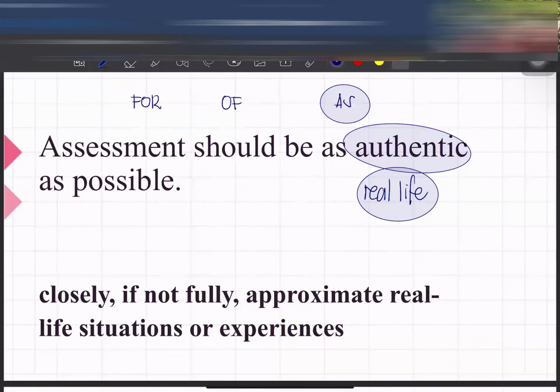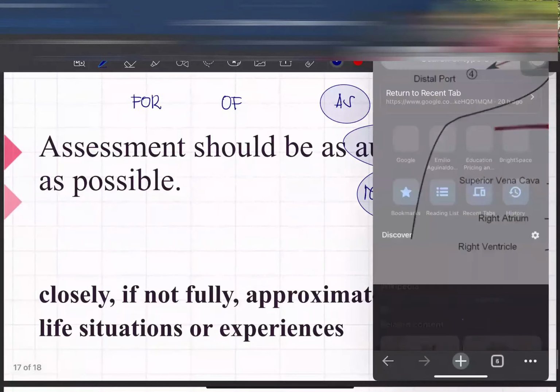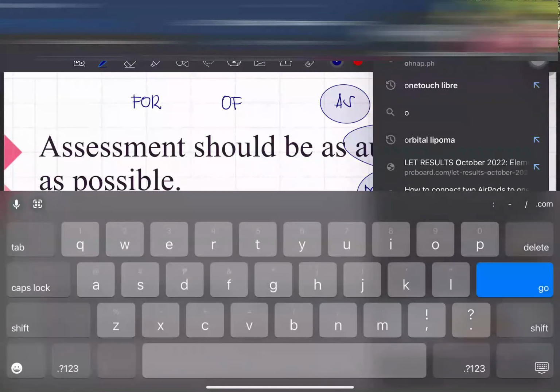Niloloko niyo ako eh. Okay, wait lang. Sana nga ba yung... dito ako magsi-search. Okay. Tingnan natin yung orthographic.